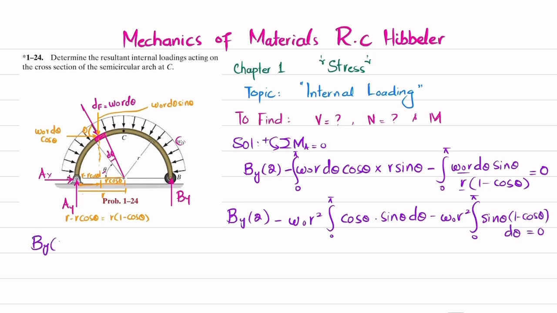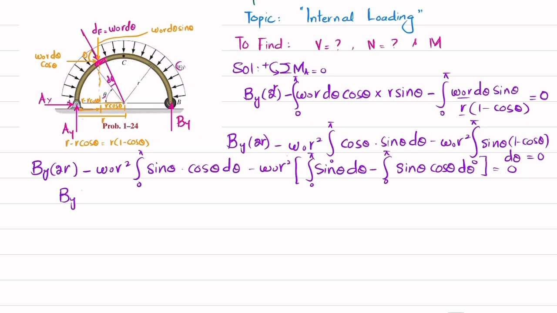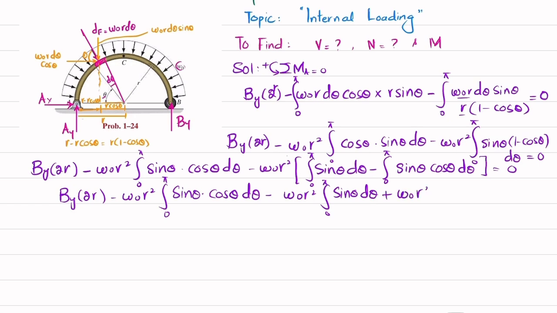Now further simplify it, By into 2 is equal to By into 2r, so you have to multiply it with r. So By into 2r minus W naught r square integral of 0 to pi sine theta cos theta d theta minus W naught r square, and we will have integral of 0 to pi sine theta d theta minus integral of 0 to pi sine theta cos theta d theta is equal to 0. Okay, so we will get By into 2r minus W naught r square integral of 0 to pi sine theta cos theta d theta, minus W naught r square integral of 0 to pi sine theta d theta, and that will be plus W naught r square integral of 0 to pi sine theta cos theta d theta is equal to 0.